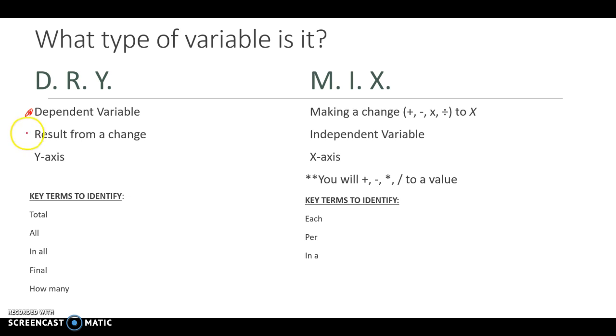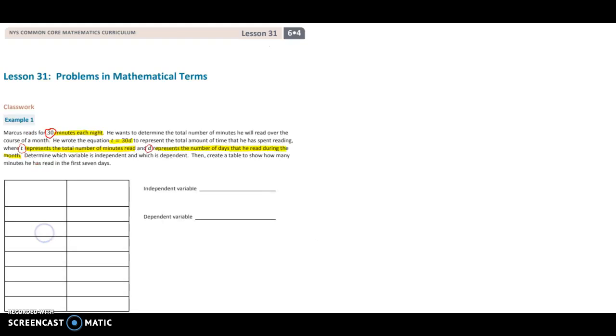The result, R, well, that's after you've made a change, some type of change. You're going to change the left-hand side of the equation, but now what does that equal? So the result or what it equals. And when we go to graph these things, that's actually going to be on the y-axis. So here we have D, R, Y for DRY. Some key terms to identify: total, all.